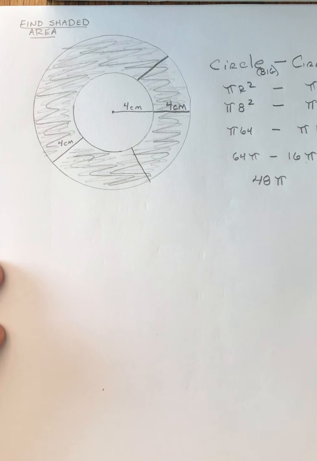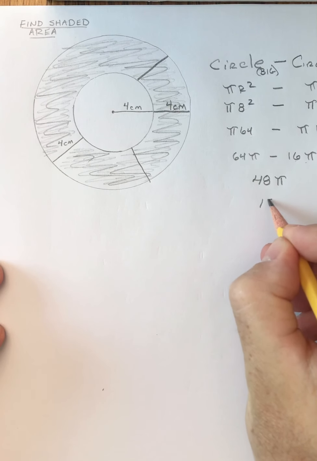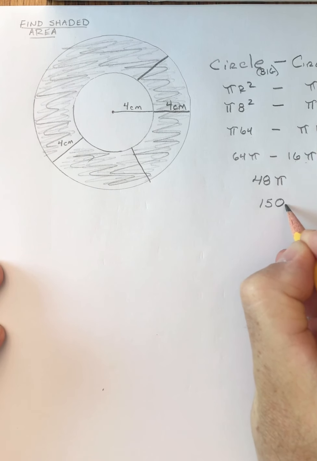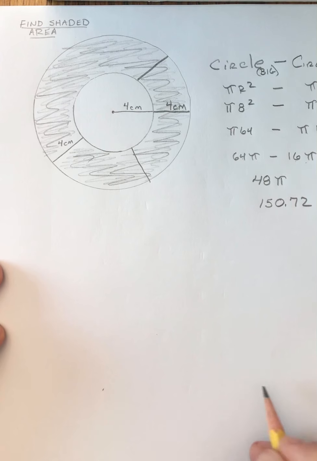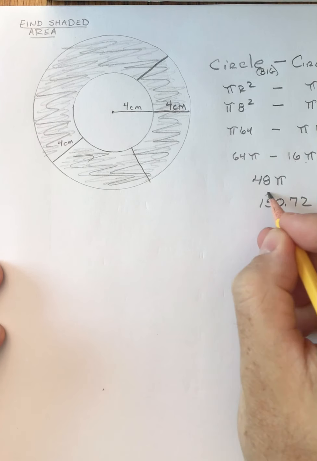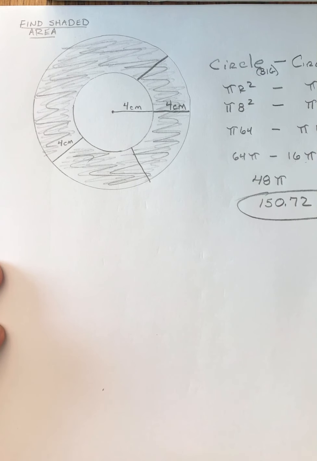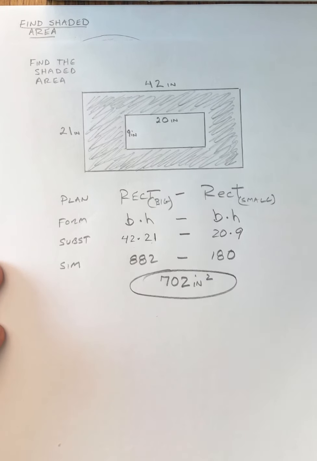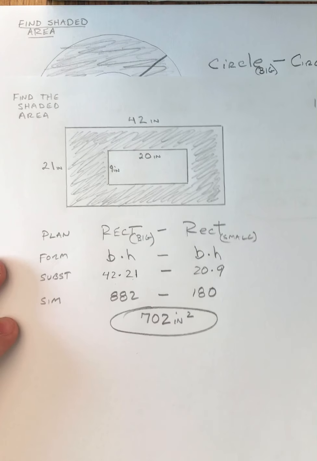Alexa, what's 48 times 3.14? 48 times 3.14 is 150.72. And that is an area, so I'm going to do centimeters squared.